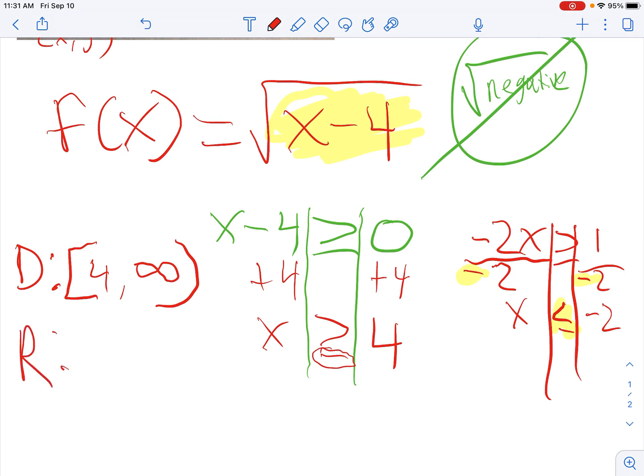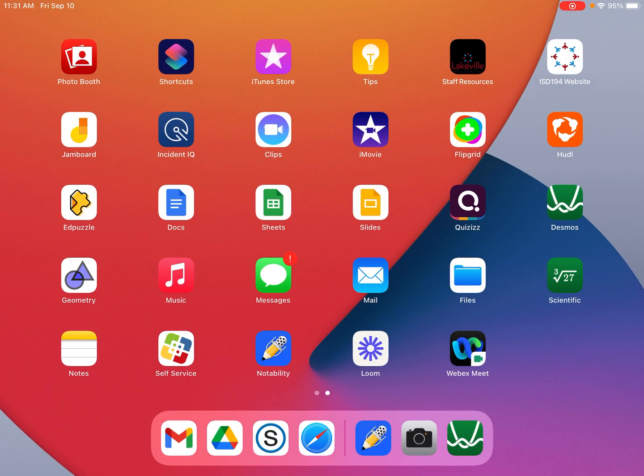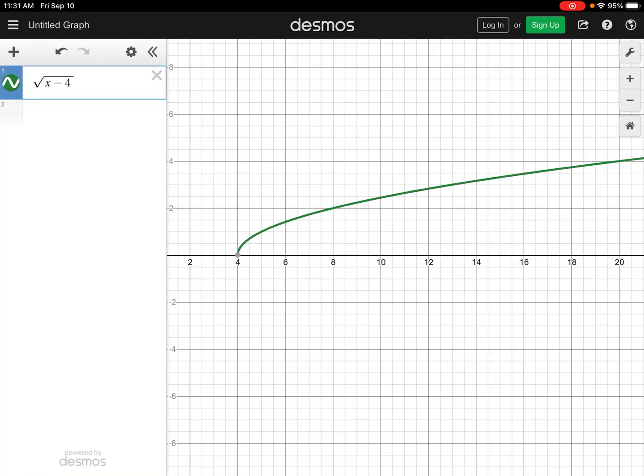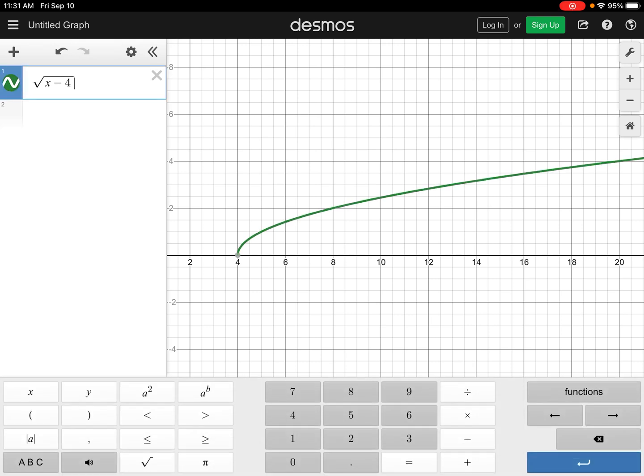And again, very similar, our range, just because it's a square root, and I'll show you a picture of the graph in a second, the square root is never going to go below 0. So any number that's not negative. So 0 all the way to infinity is going to be my range for this function. So algebraically, we can find the domain and range, but we can also use our calculators.